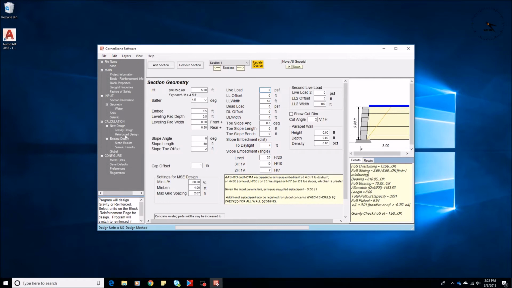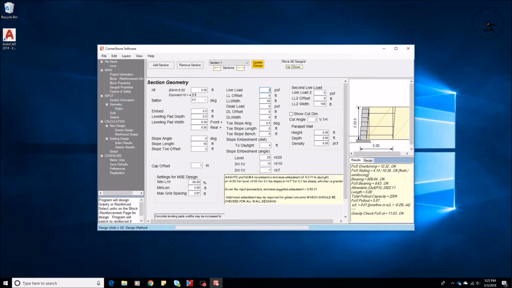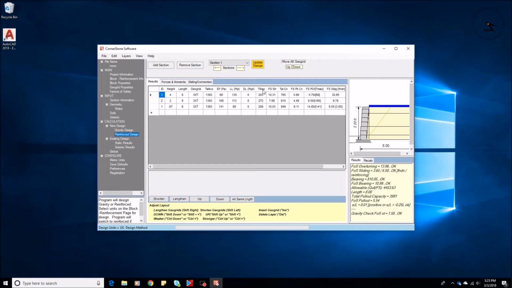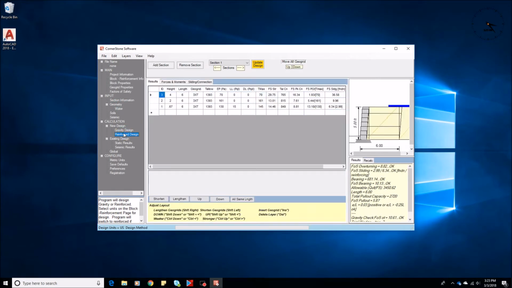Put 0 in here, reinforced design. Our T-max are 68, 160, 141. We put a live load in there. Reinforced design. We went from 60 to 230, a lot larger. Come in here and now we move that offset back 3 feet. Do reinforced design.